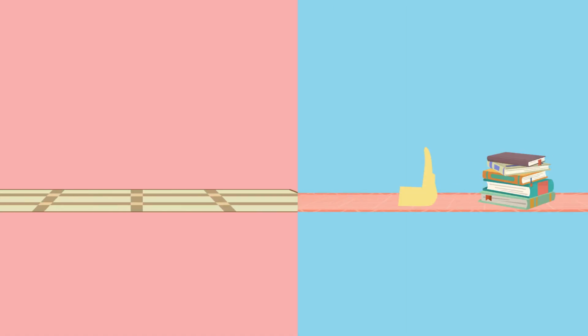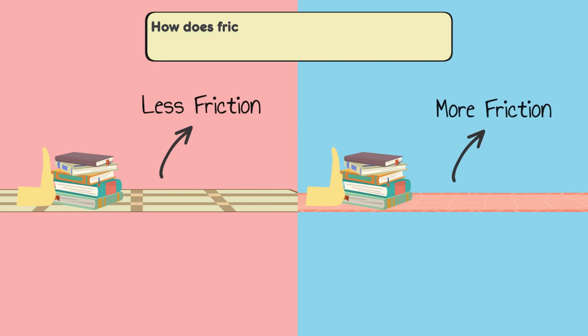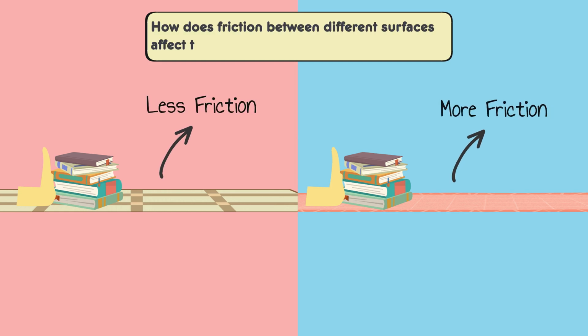The following are guiding questions to help us think through the answer choices. For answer choice A, how does friction between different surfaces affect the motion of the book stack? What would measuring this aspect tell us about the forces at play?